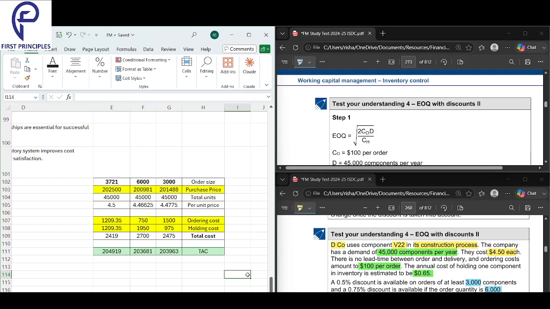Purchase price, ordering cost, and the holding cost.